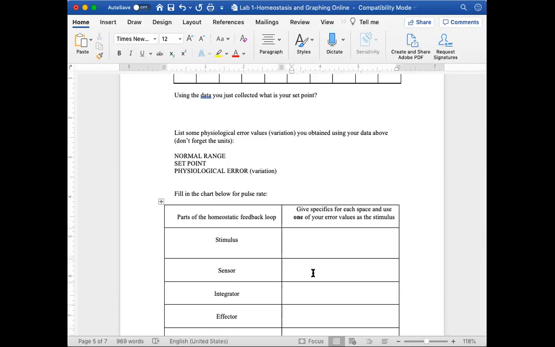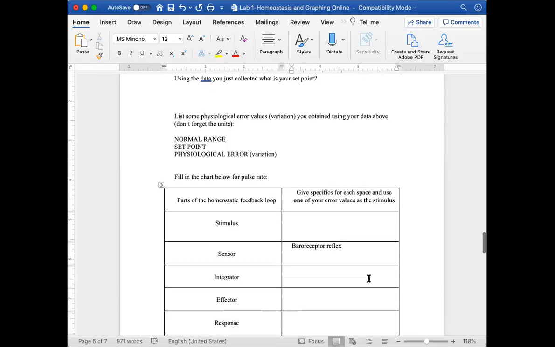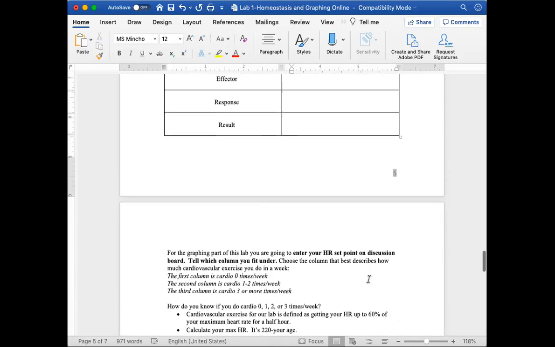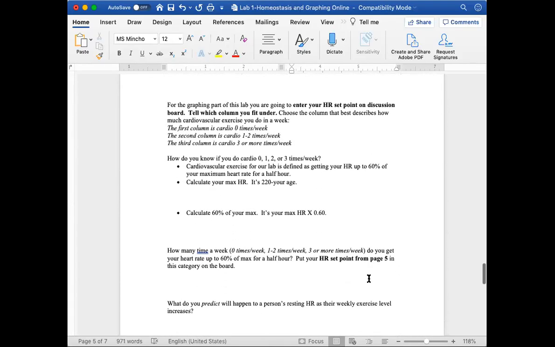I'll let you know, you guys, that this is going to be a baroreceptor reflex. Look under baroreceptor reflex, right? So your blood pressure and heart rate are regulated via baroreceptor. And that should help.